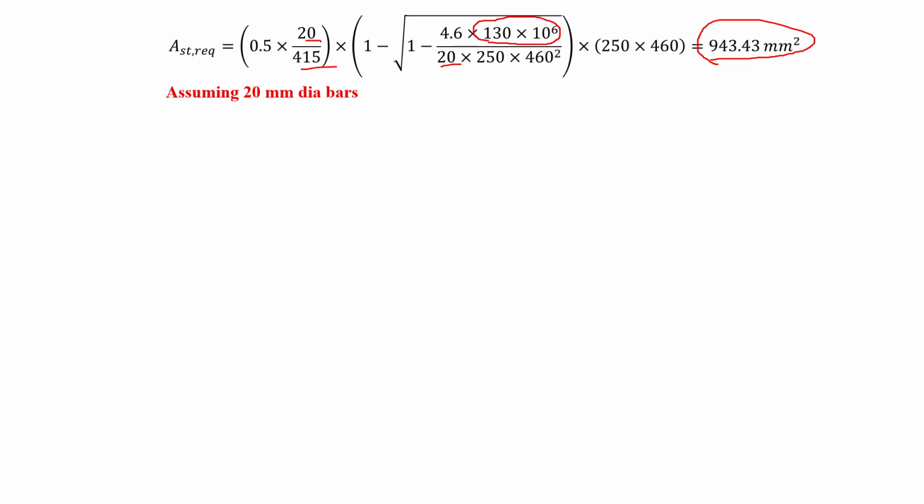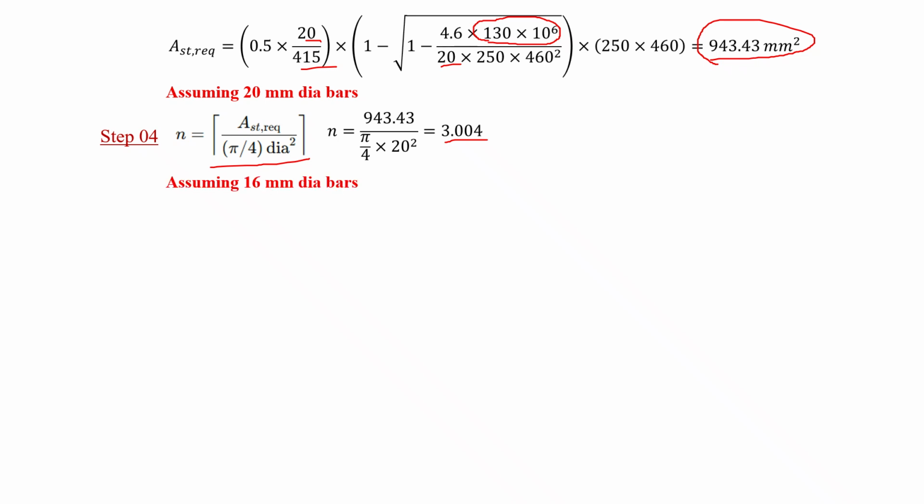Now let us assume 20. Initially we have assumed 20 mm dia bars. So now let us find the total number of bars required for this AST required. This is the formula we can use: AST required divided by pi by 4 d square of 1 bar. Here dia is nothing but 20 mm, which we assumed. So it is giving me around 3.004. If I consider 3.004, then you can see this is more than 3. And if I provide 4 bars, then it will drastically increase the area of steel, which could also be a reason for it to become over reinforced.